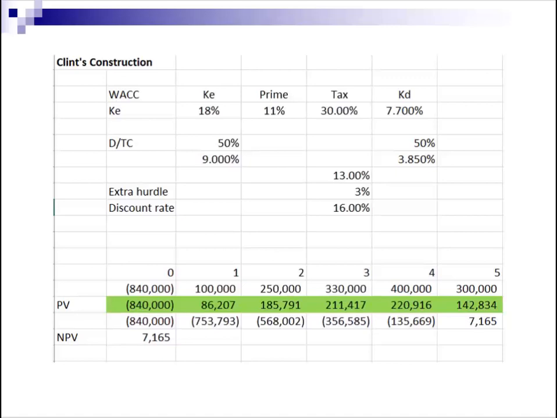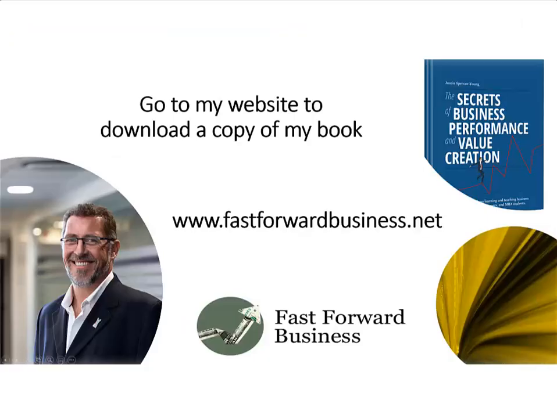All right, so there we have done the calculations for Clint's Construction. We've used sources of capital, we've calculated the cost of capital, we've discounted the cash flow, and in the end, we're able to determine that this is a good investment to proceed with.